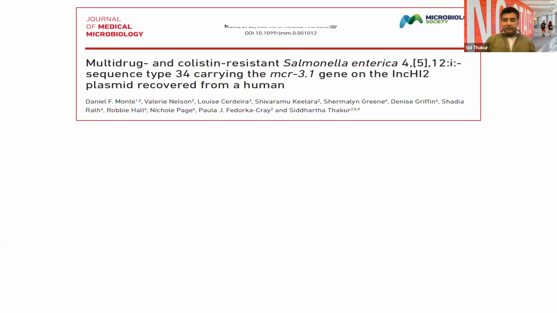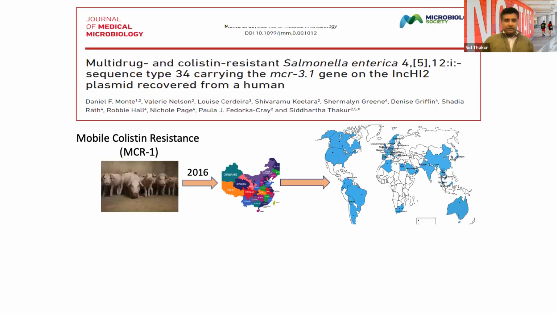So what did we find in this one? Let me tell you the story. So you see the word mobile colistin resistance. Whenever something says mobile, it means it's on a plasmid. It moves very quickly. So I'm talking about the horizontal dissemination aspect over here. So colistin is a drug. It's been in existence for many, many decades, but typically not been used because it's nephrotoxic.